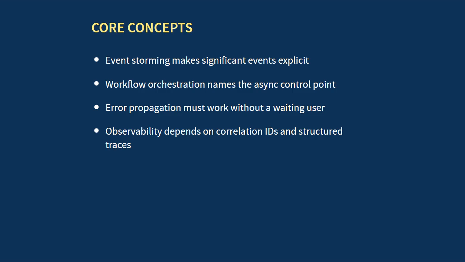There are 4 core ideas here: event storming, workflow orchestration, error propagation, and observability. Why start with events? Because event storming makes significant events explicit, and once the events are named, the invariant becomes easier to see.